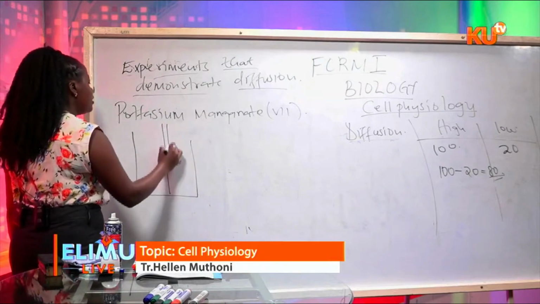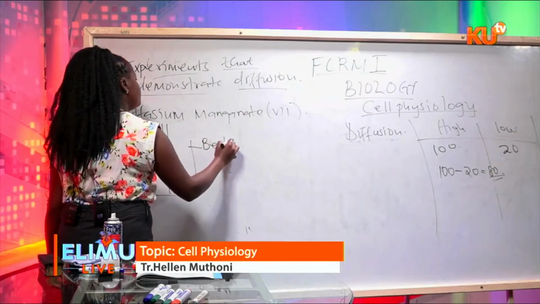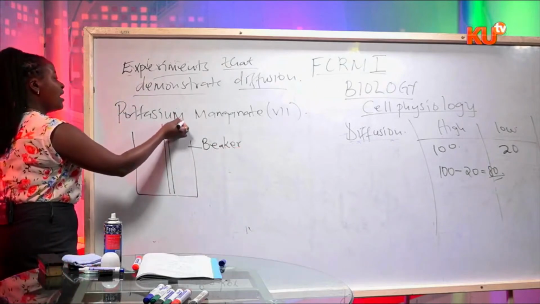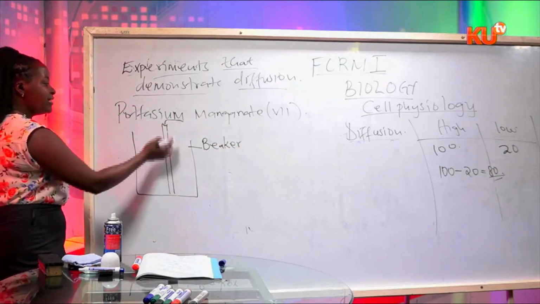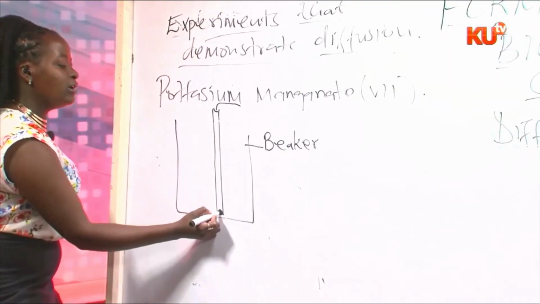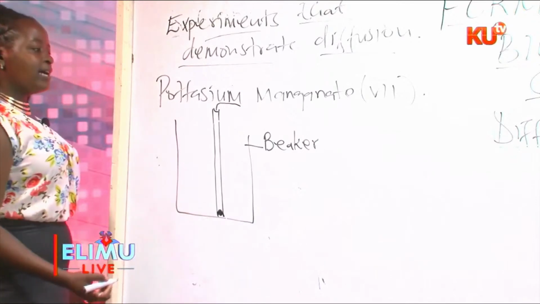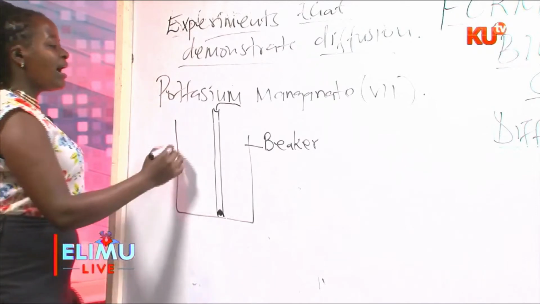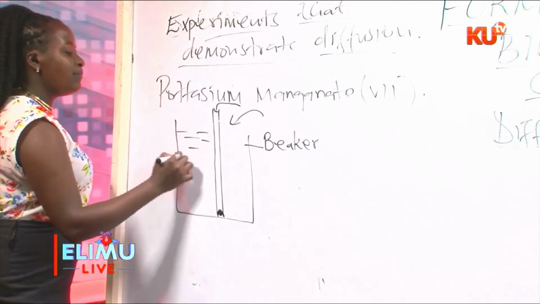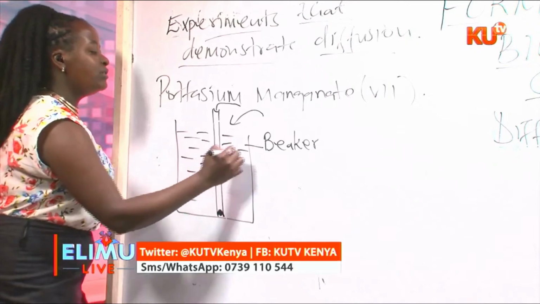This is a glass rod. This is a beaker, an empty beaker. A crystal of potassium manganate 7 will be put inside the glass rod until it falls to the lower region. So this is the crystal. After that, water will be added into the empty beaker.